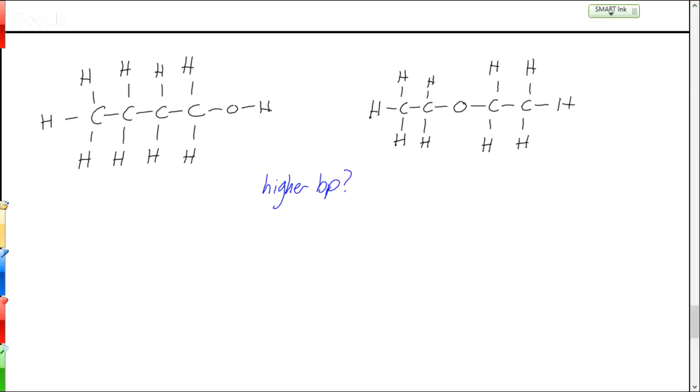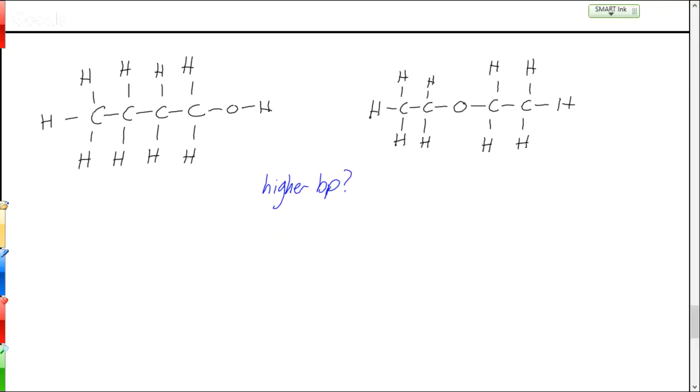But boiling point is not affected by the bonds in the molecules. It's affected by the connections that the molecules have to each other. So whether the molecules can attract each other really well, really strongly or not. So in this particular case, the first one would have the higher boiling point. In fact, let's look at those numbers.